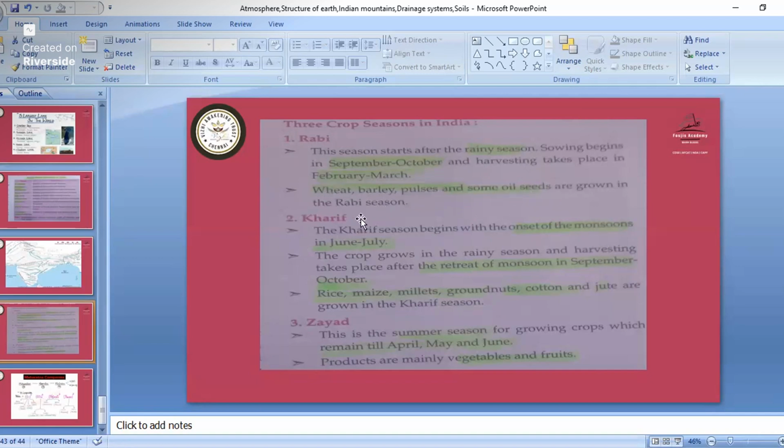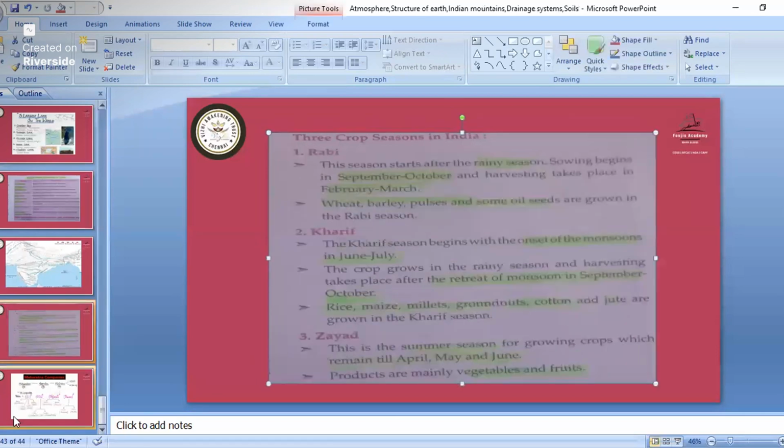Then come the Kharif crops. Kharif is sown during the onset of monsoon, in June and July. The main crops grown are rice, maize, millets, groundnuts, cotton, and jute. Then Zaid crops are grown during the summer season, in the months of April, May, June. So study about Rabi crops, Kharif crops, and Zaid crops.